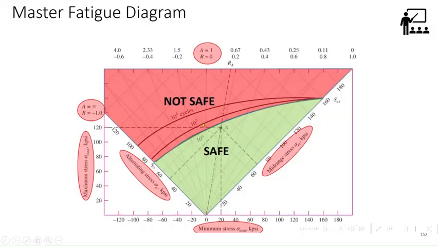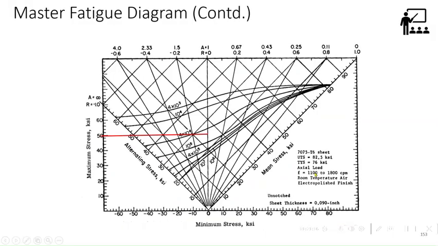But if you cross 10 to the power 5, it is not safe, it will have a finite life. 10 to the power 4, again it will have a finite life. 10 to the power 3 you are not going to consider, because that will go into low cycle fatigue. So anything beyond 10 to the power 6 will have a finite life; not safe means finite life. We'll see the applications, how it is done.